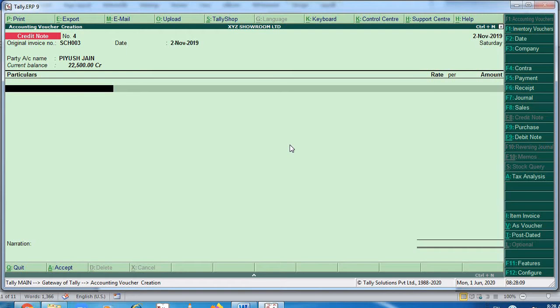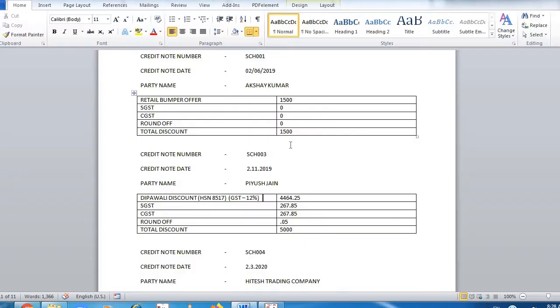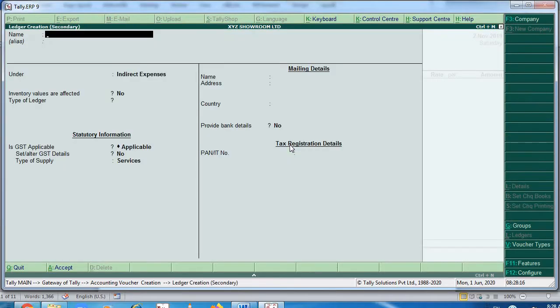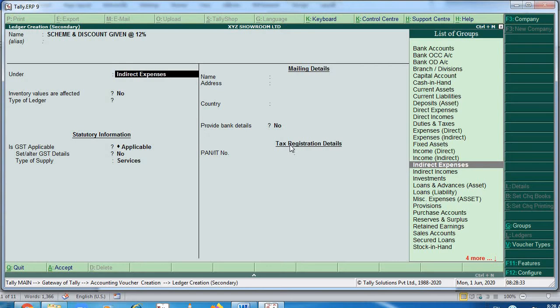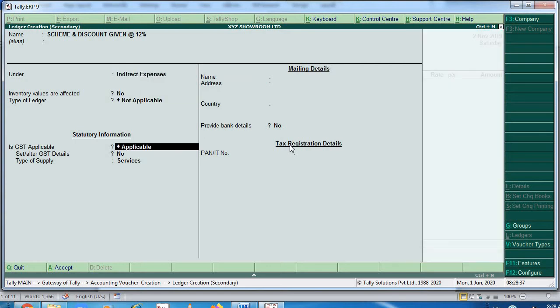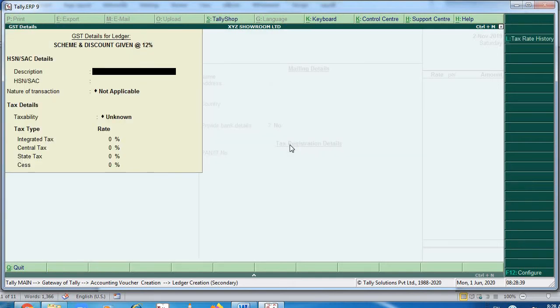And it comes under the category of 12%. Alt C. We have to do the entry scheme and discount given at the rate 12%. Enter. Indirect expense. Enter. Applicable, yes. Enter.